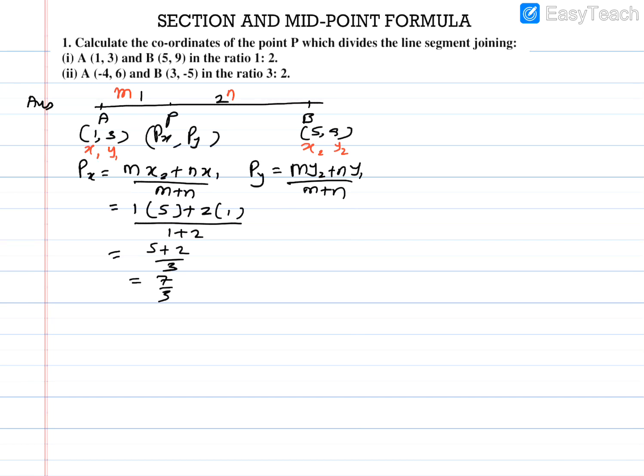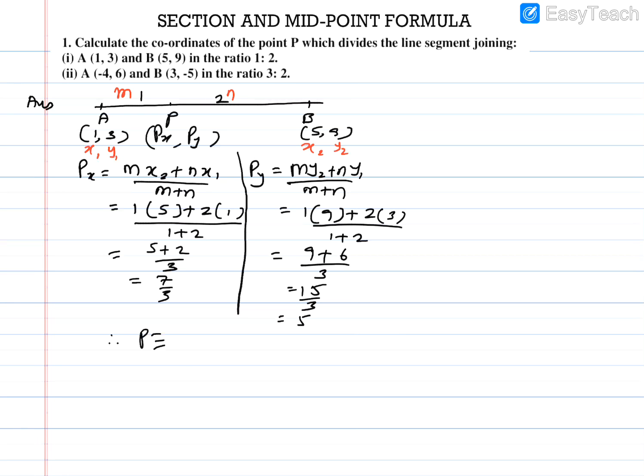Now solve for y. For y, what is m? 1. What is y2? 9. N is 2. What is y1? 3 upon m plus n. So after solving, 9 plus 6 upon 3, this is 15 upon 3. Therefore that is equals to 5. Therefore coordinates of P will be 7 upon 3 and 5.